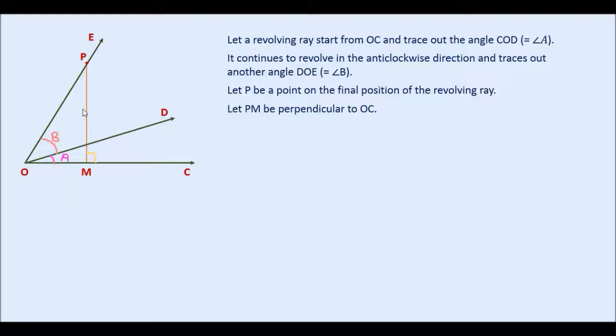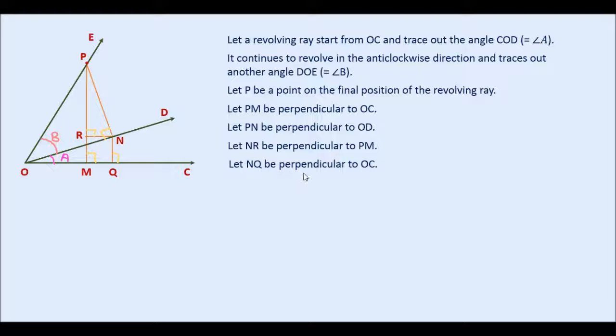But we would like to have the expression of sine A plus B in terms of individual angles A and B. So for that we draw some more perpendiculars. Let PN be perpendicular to OD, this one. Again, let NR be perpendicular to PM. NR is perpendicular to this line PM. And let NQ be perpendicular to OC. NQ is perpendicular to this line OC. Why have I drawn so many perpendiculars? You will be coming to know very soon.